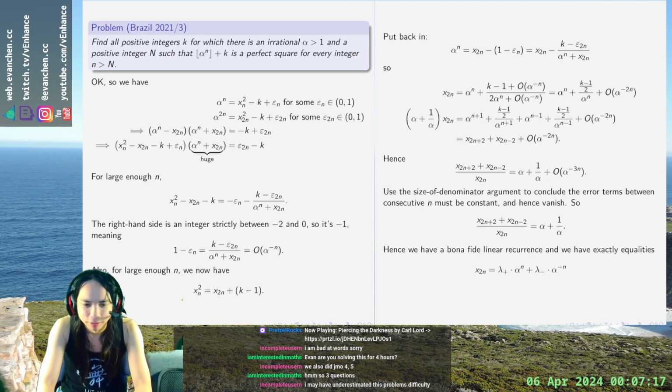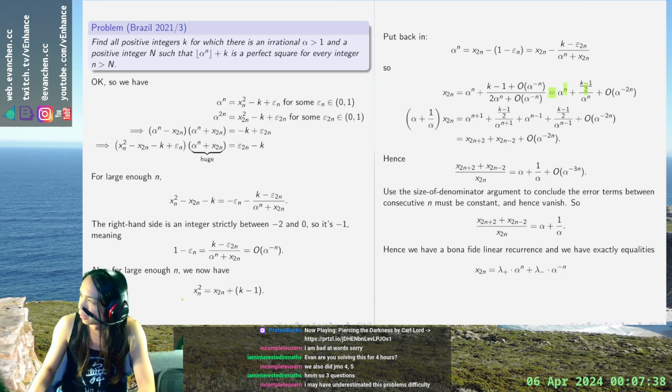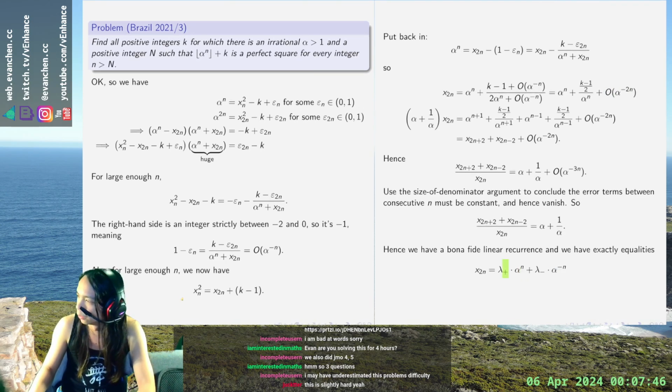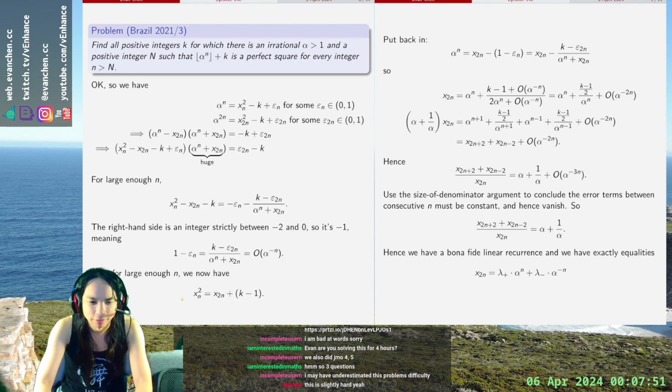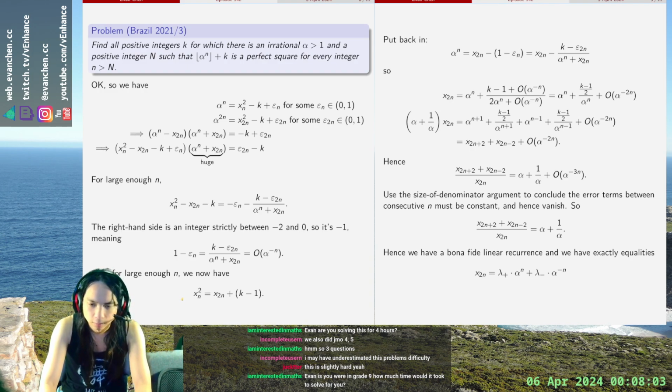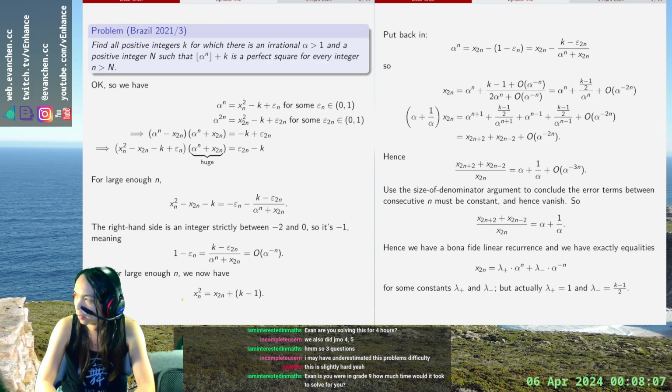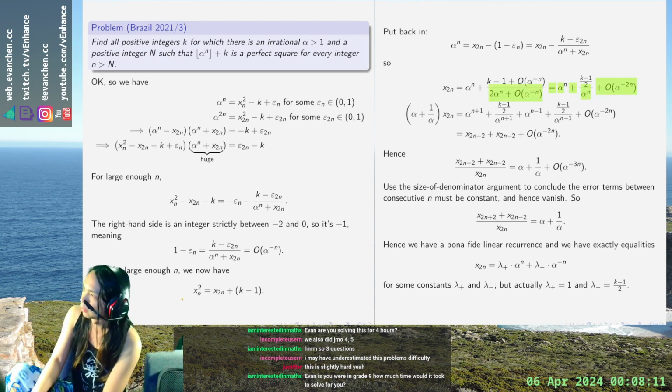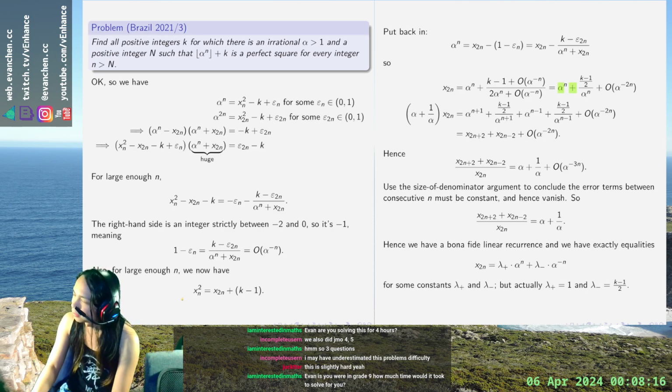For some constants, lambda plus and lambda minus. But from our explicit form, these constants have to match this one. It has to be this thing and this thing. Exactly, because otherwise this error term is, you know, alpha to the minus 2n. But actually lambda plus, yeah, okay, now we're over the hurdle. So now we know exactly what it is. x of n is exactly given by alpha to the n. The error term goes away. The error term dies.